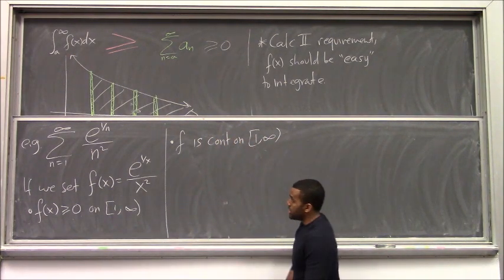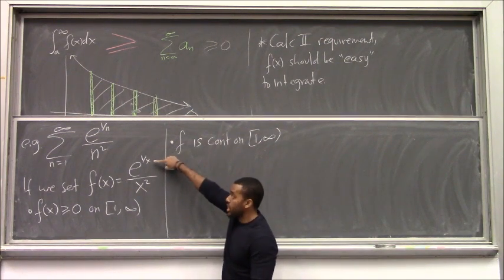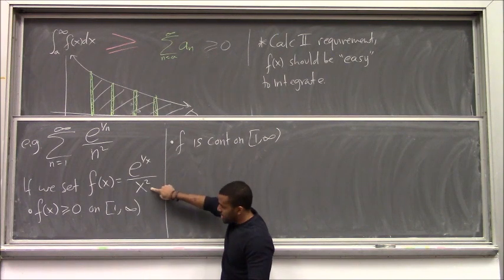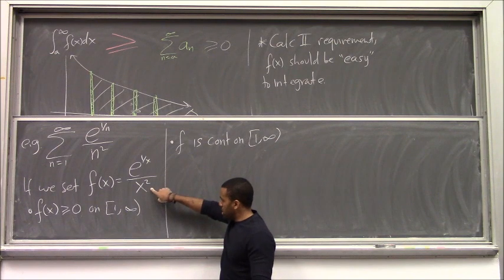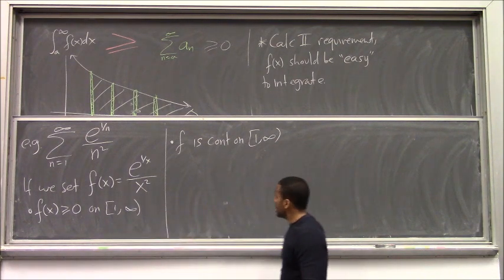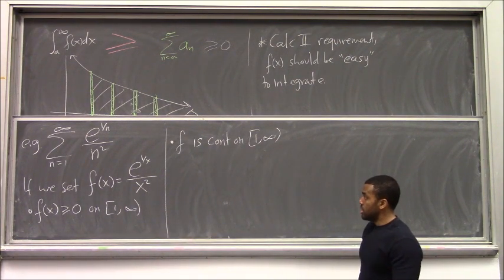Right? Because the exponential is always going to be continuous as long as 1 over x is continuous, and 1 over x is continuous on 1 to infinity. And you're dividing by x squared. The only problem there would be dividing by 0, but you're never dividing by 0 because you're on the interval 1 to infinity. So that guy is continuous on that interval.